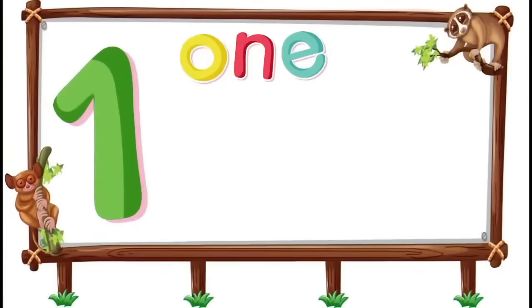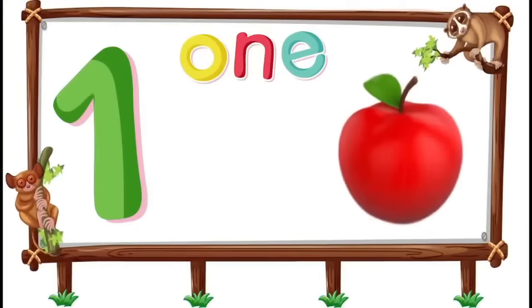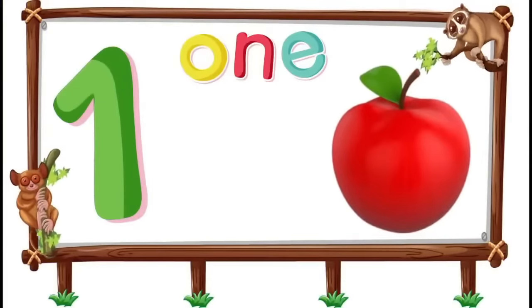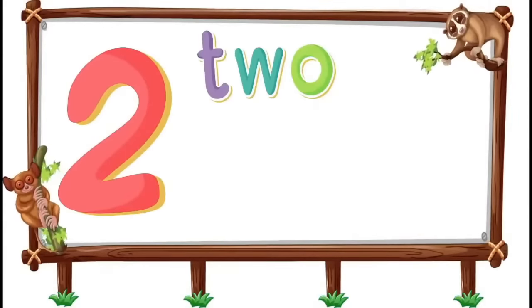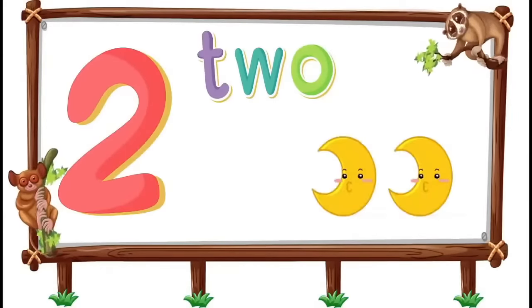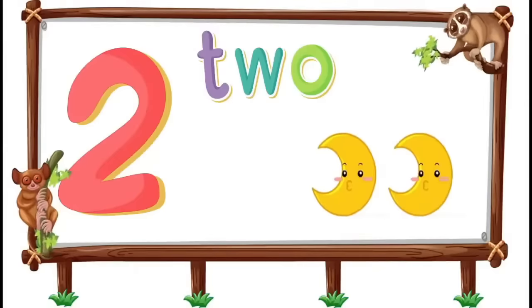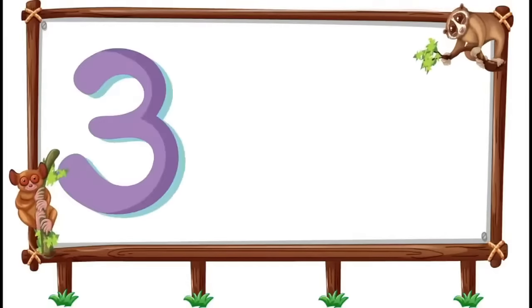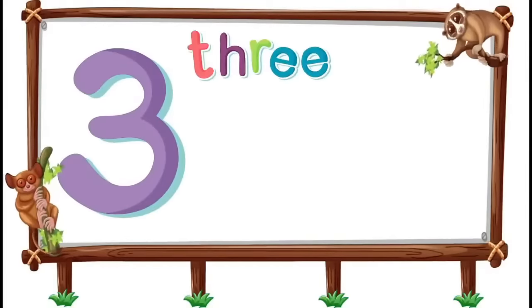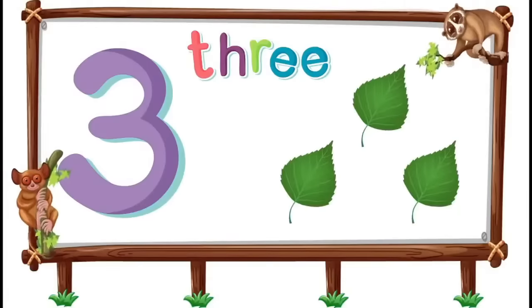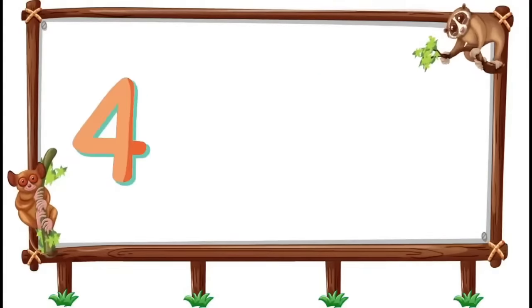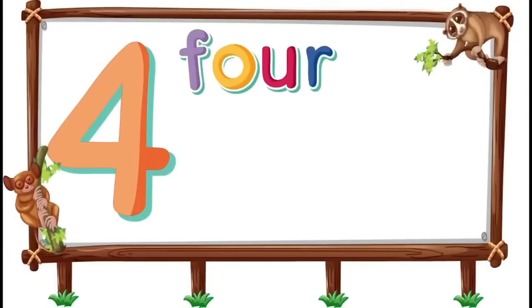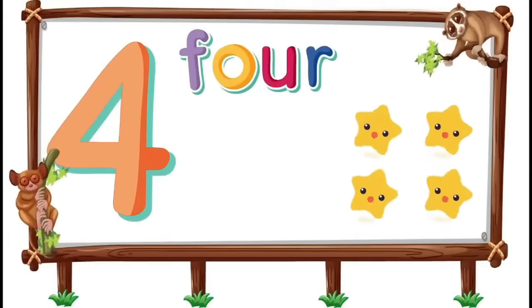One. One apple. Two. T-W-O, two. Two moons. Three. T-H-R-E-E, three. Three leaves. Four. F-O-U-R, four. Four stars.